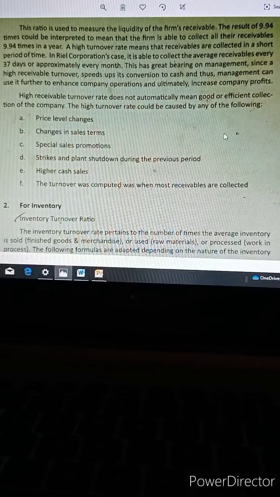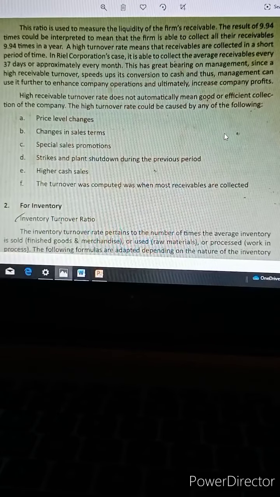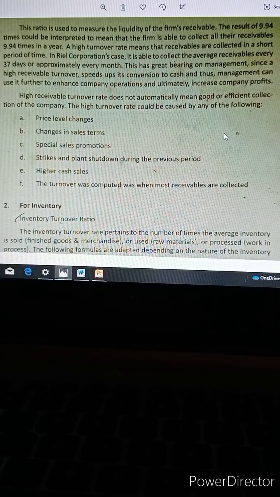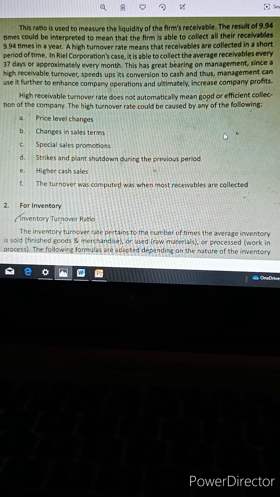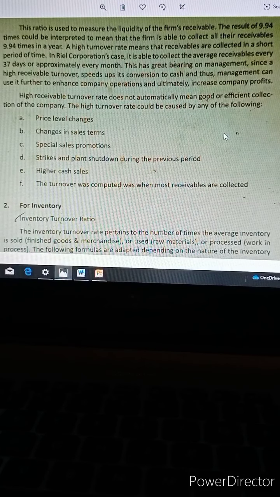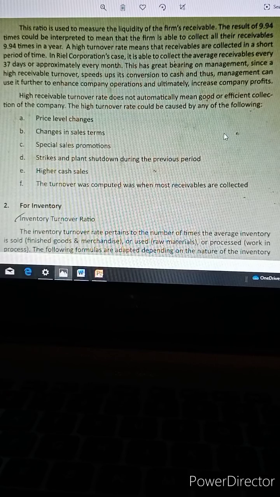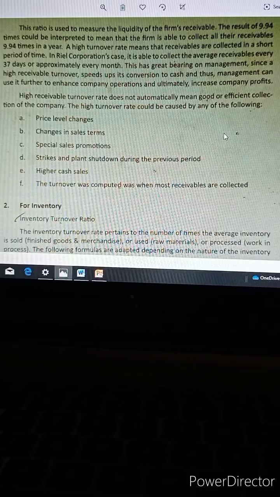So stated here in the book, a high receivable turnover rate does not automatically mean good or efficient collection of the company. The high turnover rate could be caused by any of the following. First, price level changes. Second, changes in sales terms. Third, special sales promotions. Fourth, strikes and plant shutdown during the previous period. Fifth, higher cash sales. And lastly, the turnover was computed when most receivables are collected.